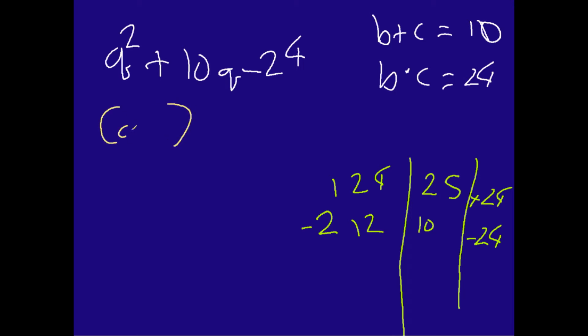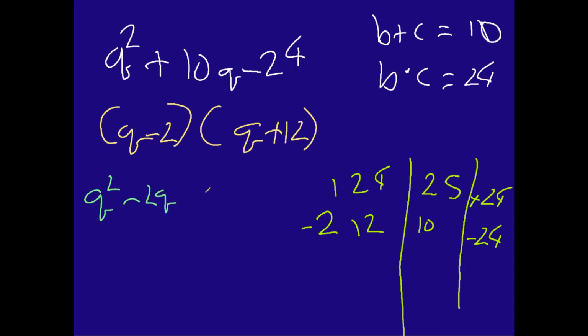So I'm going to put my q here and my q here, and the terms are going to be minus 2, and the other term is going to be plus 12. And again, you can see this q times q is q squared. So real quick, we'll have q squared, and then we'll have minus 2q plus 12q, and then of course, negative 2 times 12 is going to give us minus 24, just like the original.